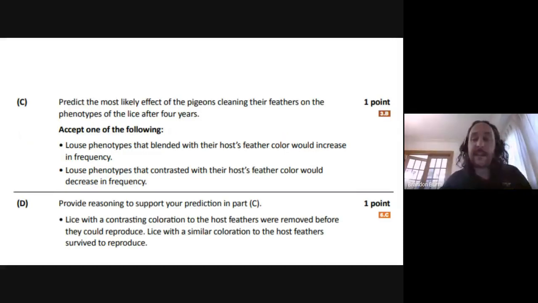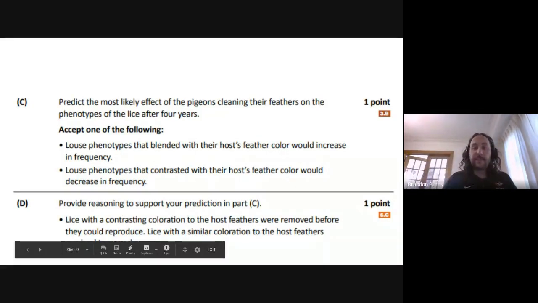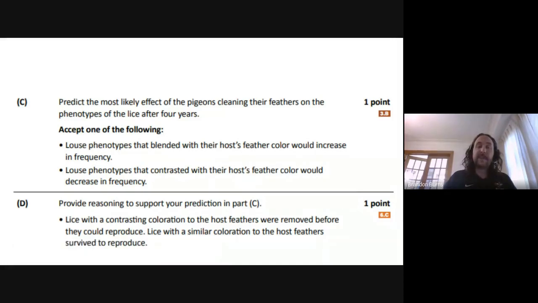And then the last two points could be earned for predicting the most likely effect of the pigeons cleaning their feathers on the phenotype of the lice after 4 years. And you're basically predicting what happens as a result of natural selection. So the phenotypes that blend with their host colors would increase in frequency, or the phenotypes that contrast with their host feather colors would decrease in frequency. Either would earn the point. But you have to talk about the phenotypes of the lice. You can't just say light-colored lice will become more common. They're asking about how the phenotypes are going to be affected. So make sure that you're answering the question specifically.